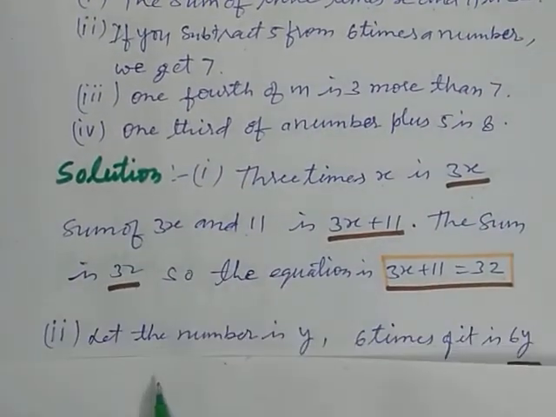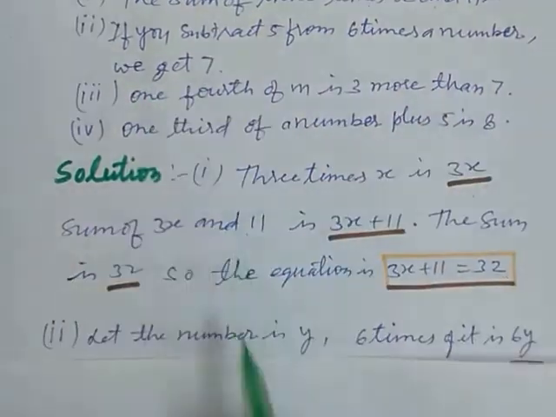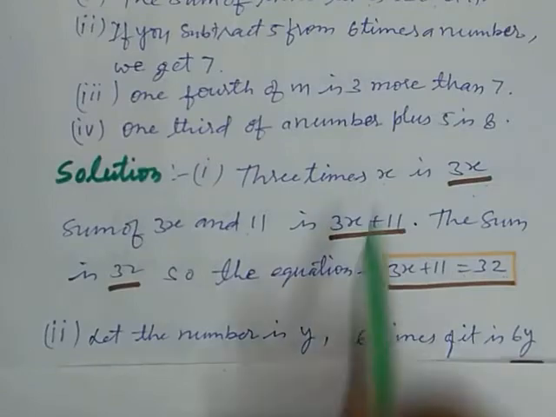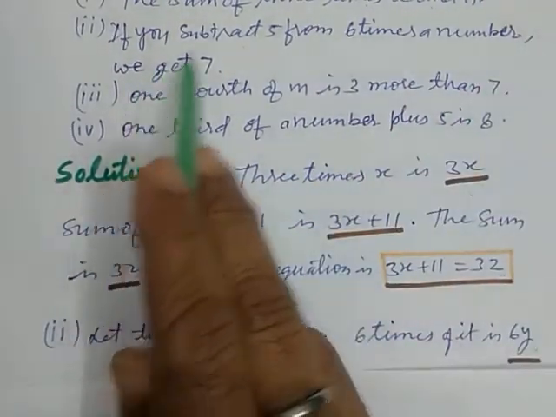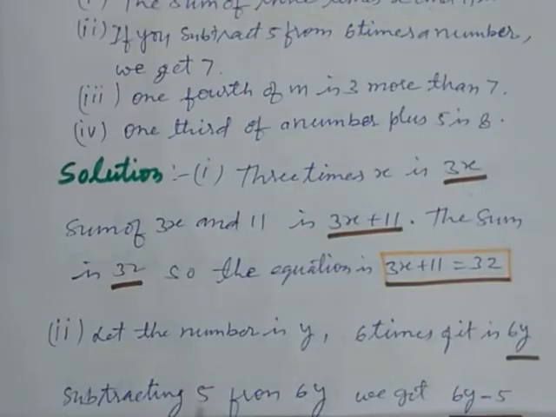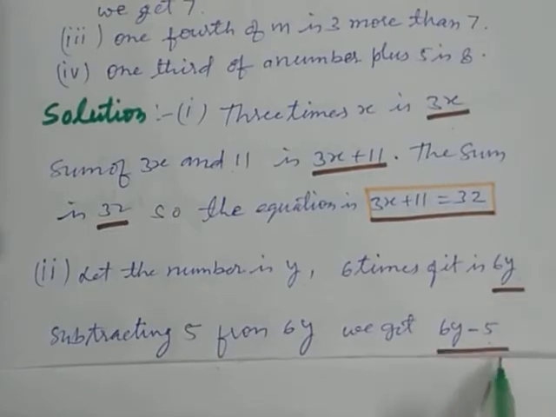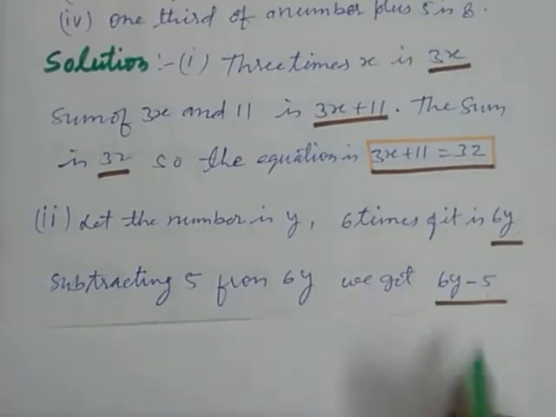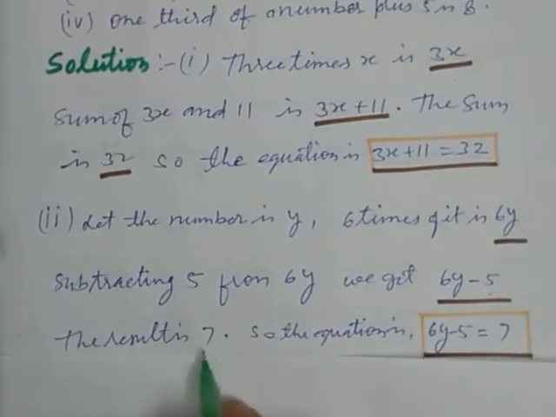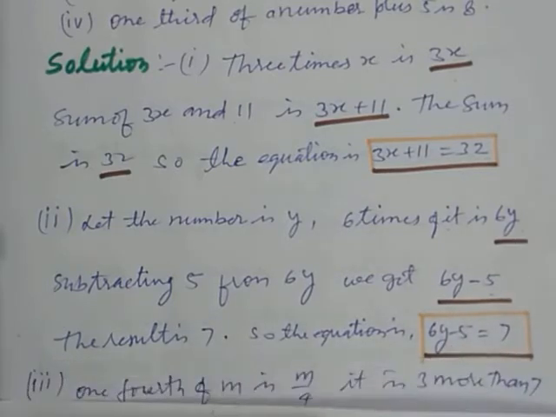Now we take the second: if you subtract 5 from 6 times a number, we get 7. Let the number be y. 6 times the number is 6y. Subtracting 5 from 6y, we get 6y minus 5. Then we get 7, so we equalize this to 7. So the equation is 6y minus 5 equals 7. This way we can form the equation.